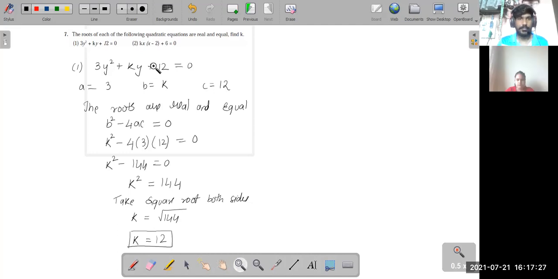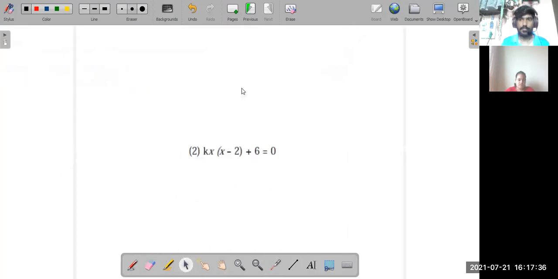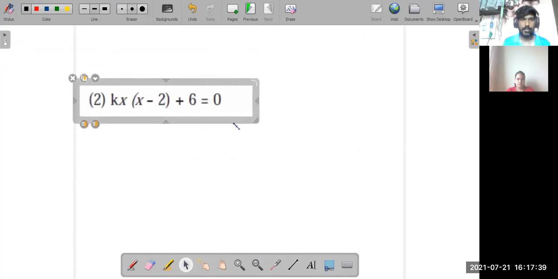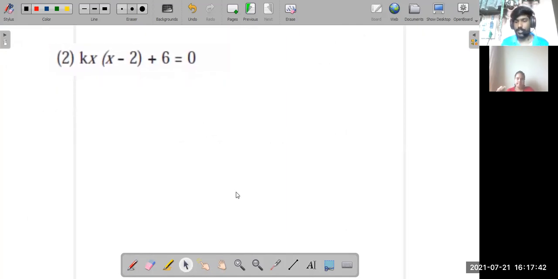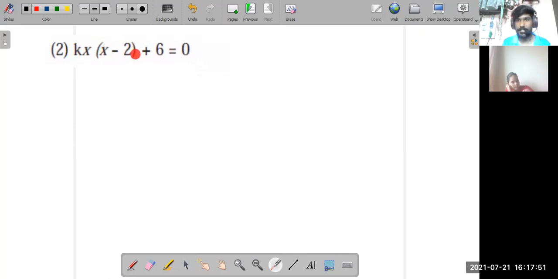Okay, let's do the second one. There is one more. First we'll have to rearrange this a little bit, so I'll give you a hint. First multiply kx with both the terms inside the bracket. So kx into x will become kx square, minus kx into 2 will become 2kx, plus 6 is equal to 0.